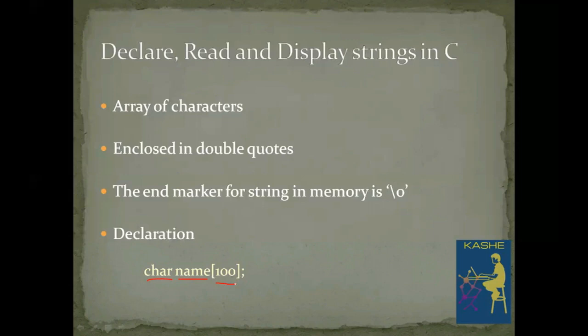Why? Because every string must have a null character at the end. So by using the size 100 in the character array definition, we can enter up to 99 characters only. Automatically, the 100th character will be the null character. So with this declaration, the maximum size of string you can enter into that variable will be 99 characters.